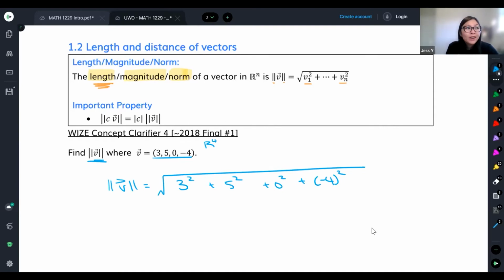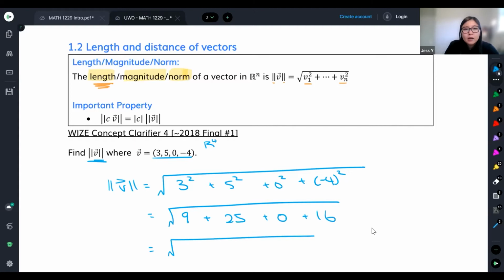Remember, when you square the numbers, they become positive, right? Because any number squared, positive or negative, is going to be a positive number. So this is going to be the square root of, square each one. So 3 squared, 3 times 3 is 9. 5 times 5 is 25. 0 times 0 is 0. 4 times 4 is 16. So now we get the square root. Okay, 9 plus 25, that's 34. Plus 16, that's 50. Okay? So you would leave your answer like this.